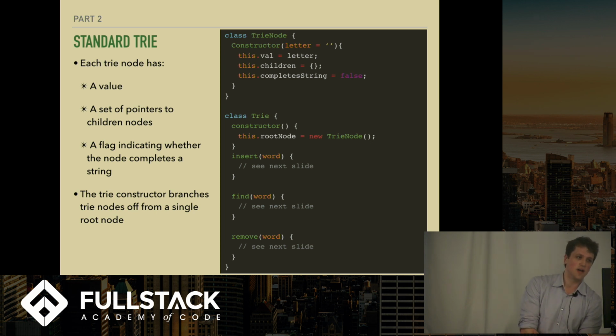We're going to have a trie node constructor function. It's going to take a value, and it's going to take a set of pointers to any dependent nodes. That's what this .children is. And then it's going to take a flag indicating whether the node completes a string in the trie or not.